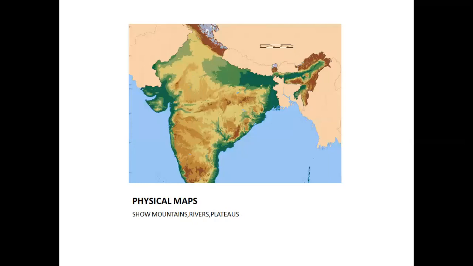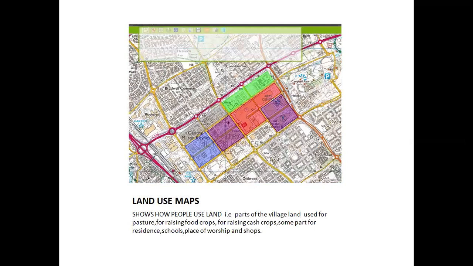Okay, this map shows the physical conditions or physical things in that particular region or particular place. This is called physical map, shows the landforms of the earth, shows mountains, rivers, and plateaus.